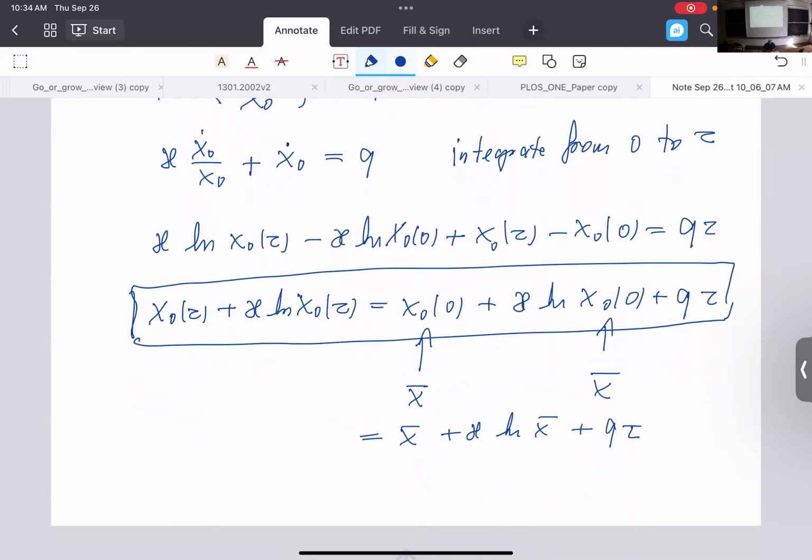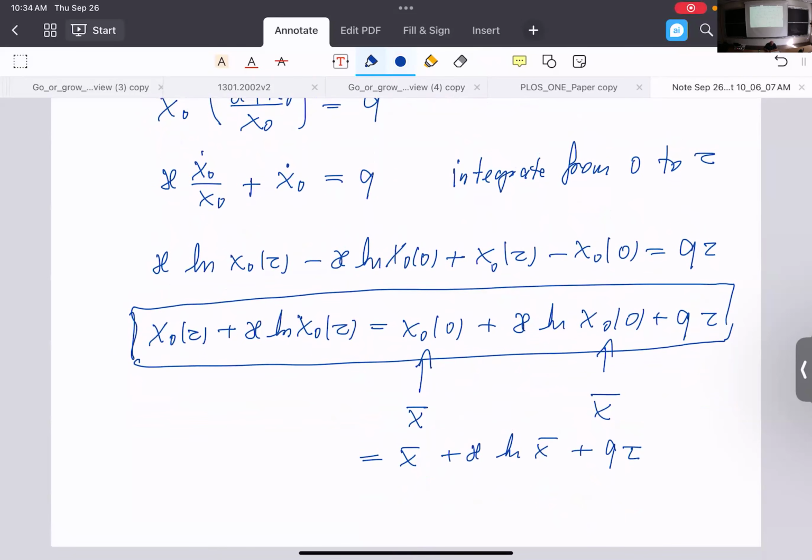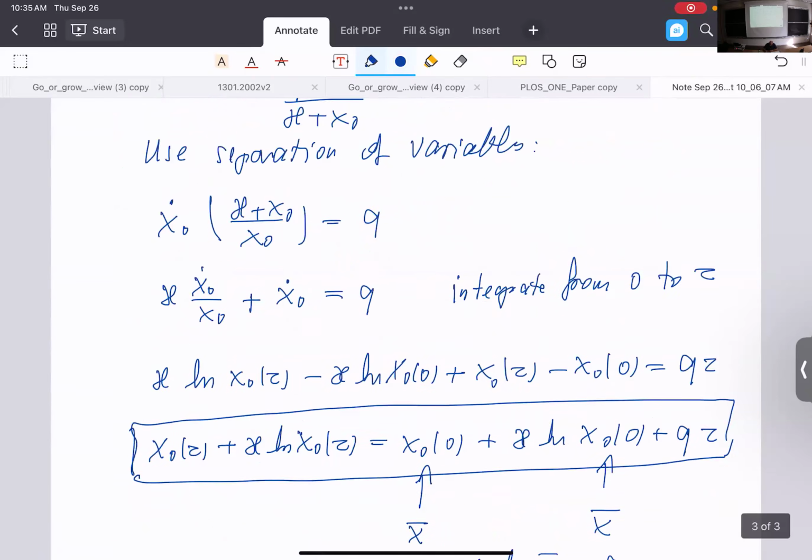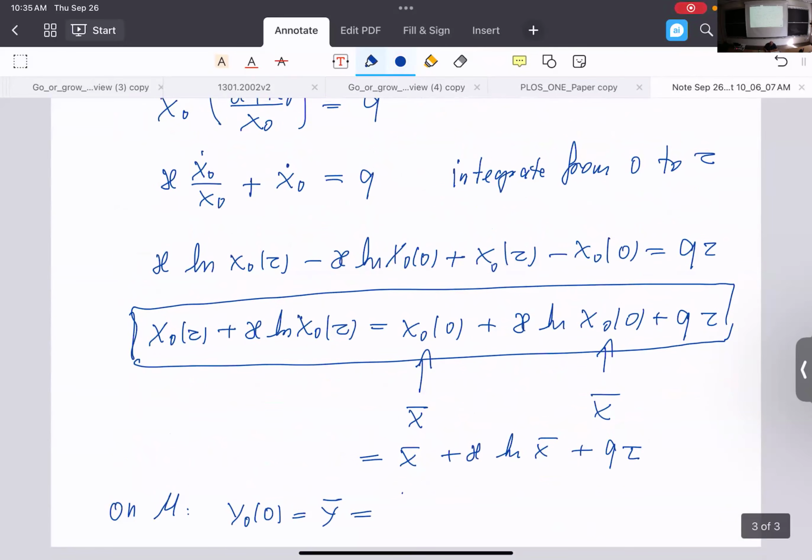Okay, this again, all is on M. So we also get something about the initial condition of y. So y0 at 0, which we call y bar, would be whatever is on M. And M is, again, x over kappa plus x. So that's what it is. So x bar over kappa plus x bar. That's an important relation which will show up later again at some point.